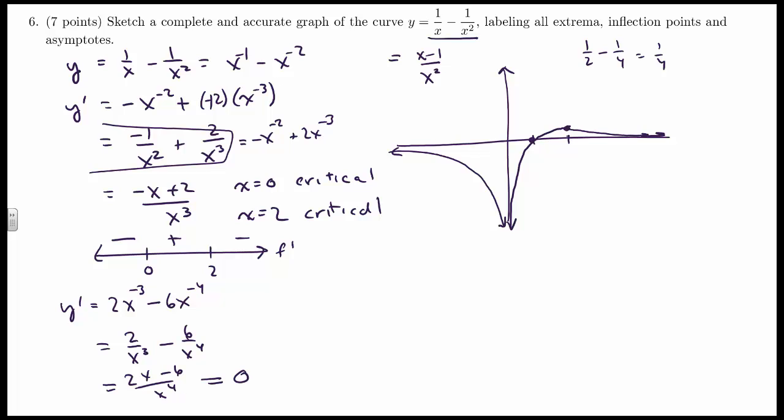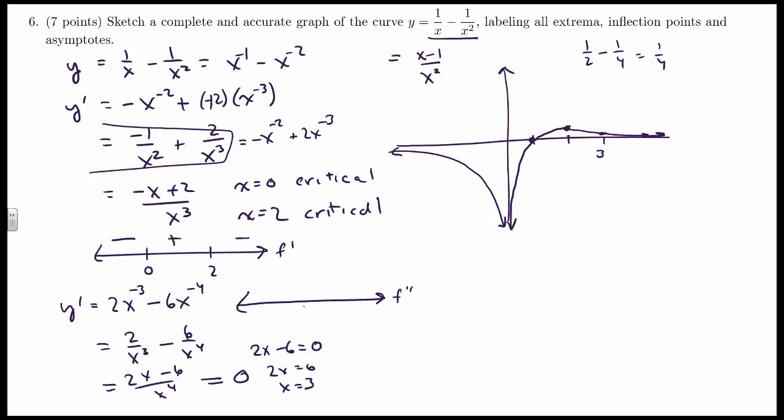And when does that equal 0? Well, it's equal to 0 where 2x minus 6 is equal to 0, where 2x is equal to 6, where x is equal to 3. So at x equals 3, there's a change in concavity.